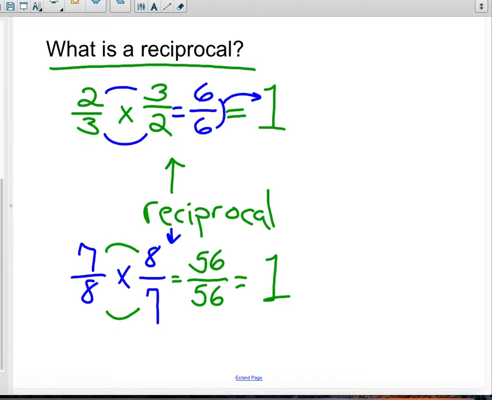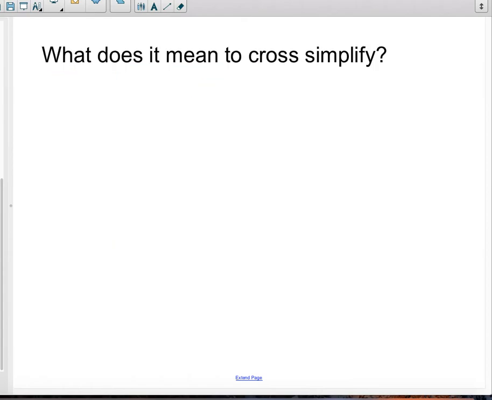It's just a matter of inverting the numerator and the denominator to get an amount that will eventually equal 1. Okay? All right, the next thing that we're going to need to know before we go on in this unit or topic is what it means to cross simplify. We've already talked about simplifying, and we know that simplifying happens at the end of a problem when we're multiplying, adding, or subtracting fractions.